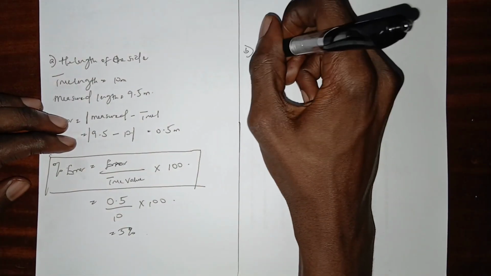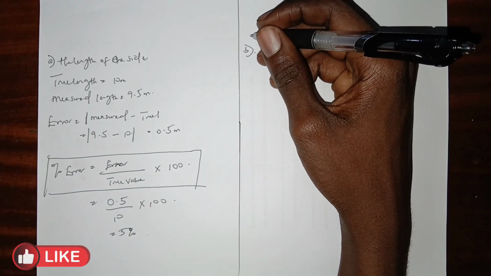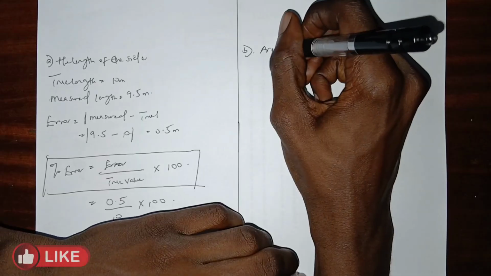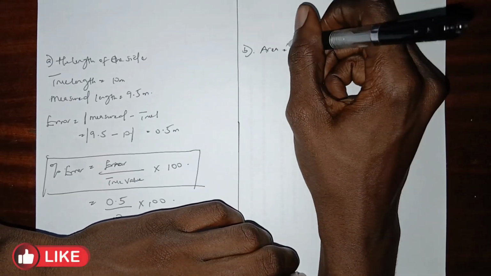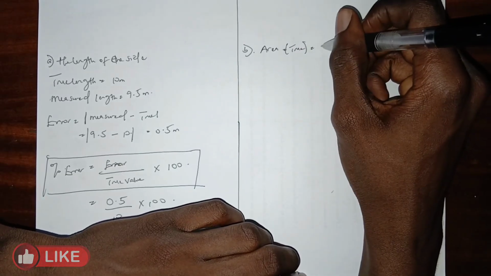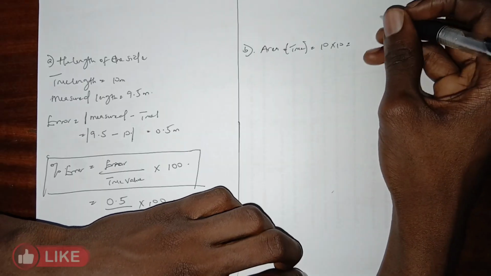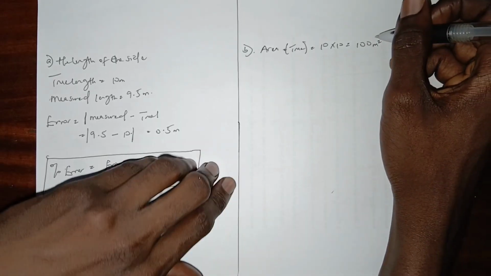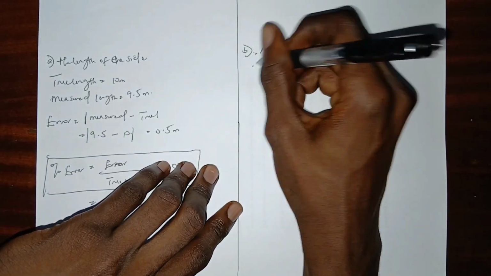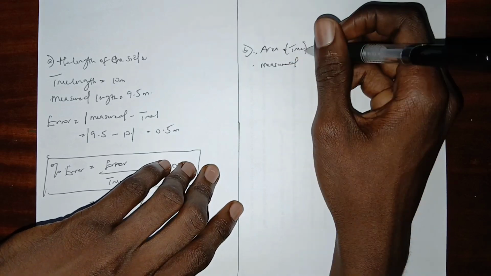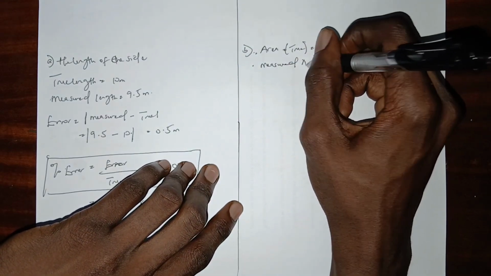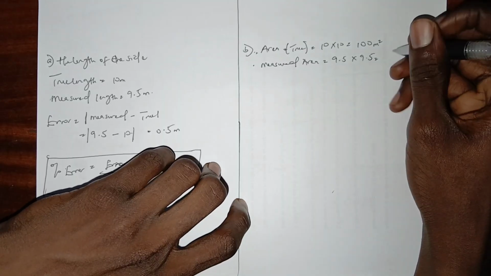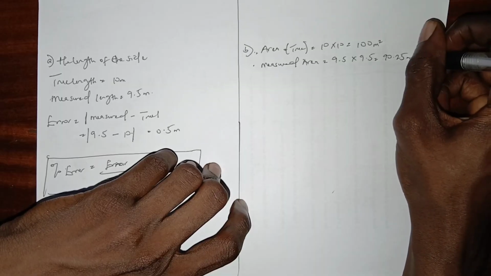But the second question asks about when the area of the room was found. We have to calculate the true area of the room. That would be 10 times 10, because that's area, and the room is a square. That's 100 square meters. The measured one you calculate using the measured length, so the measured area will be 9.5 times 9.5. Putting this in your calculator, I have 90.25 meter square.